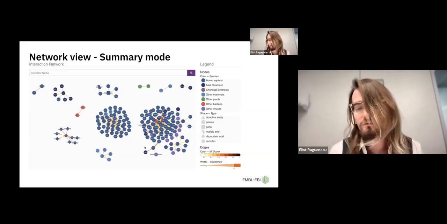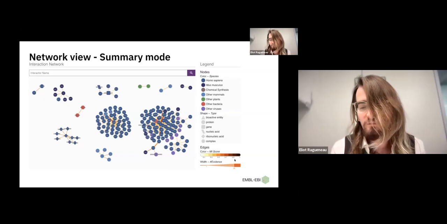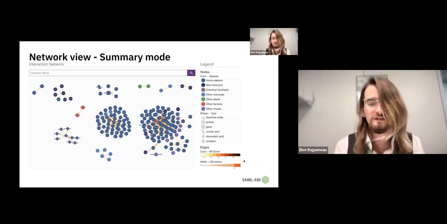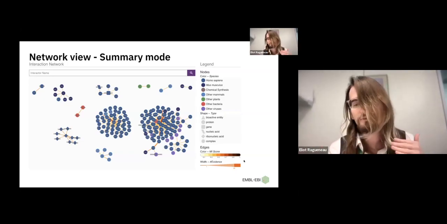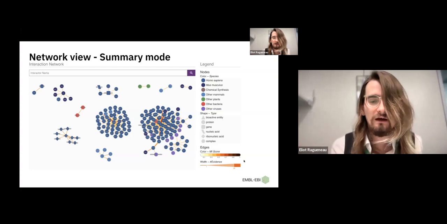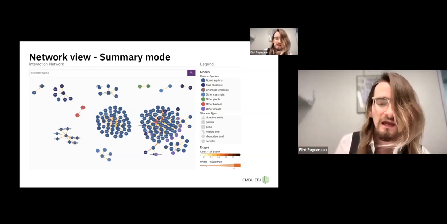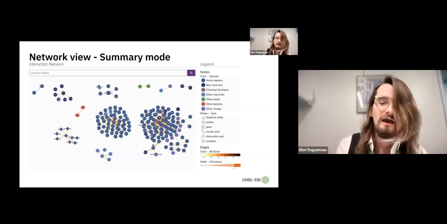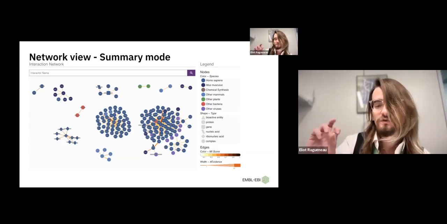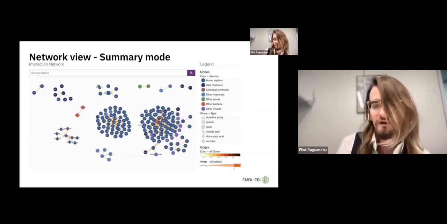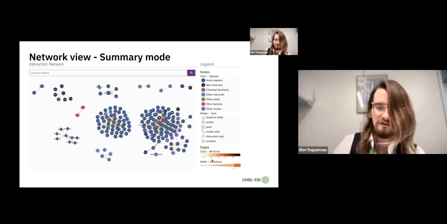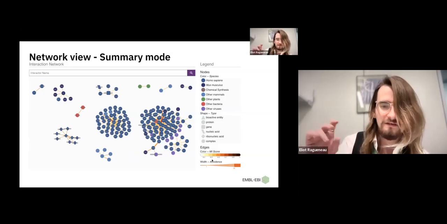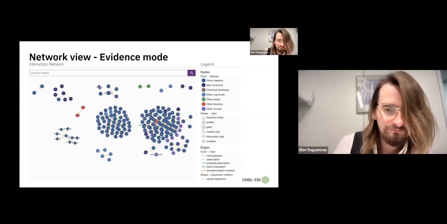And for that, the color is encoded by the MI score, which gives a clue on the confidence that you can put into these two proteins interacting together. And the thickness of the edge is summarizing how many evidences we have that those two proteins are interacting together. They're kind of related to each other, but these are the two main aspects of the summary mode.